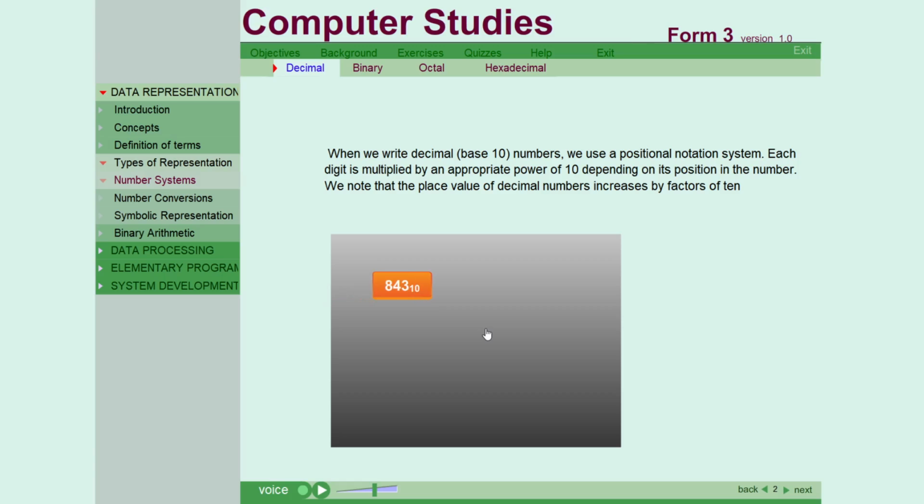10 numbers, we use a positional notation system. Each digit is multiplied by an appropriate power of 10 depending on its position in the number. We note that the place value of decimal numbers increases by factors of 10.